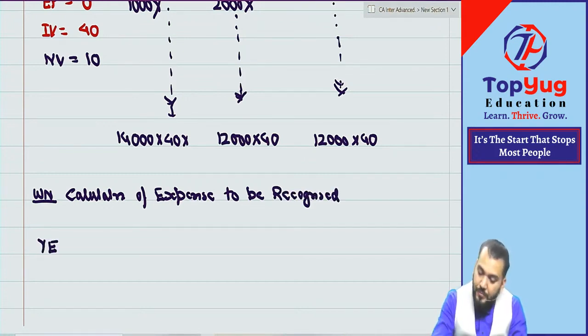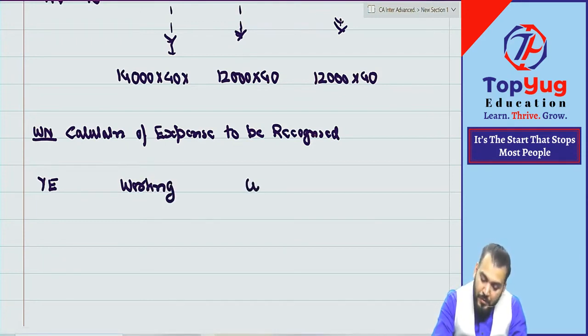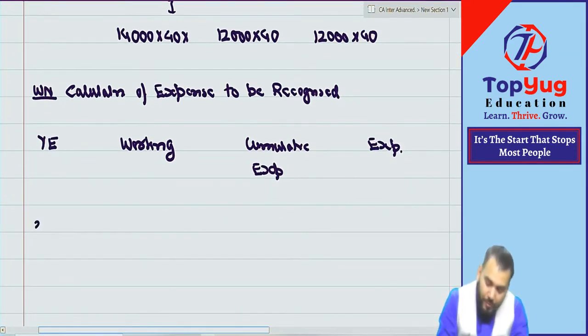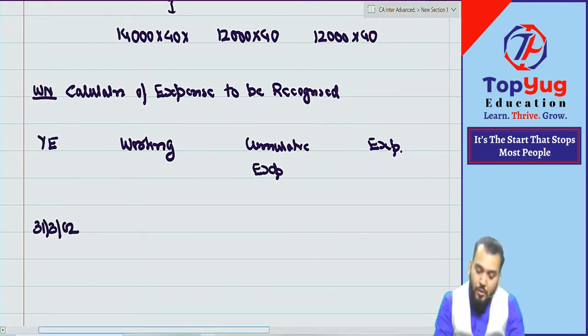Year end. Then what do we write down? Working. Then what do we write down? Cumulative expense. And then what do we write down? Expense. So year end. First year end 31st March 2002. So working is what?